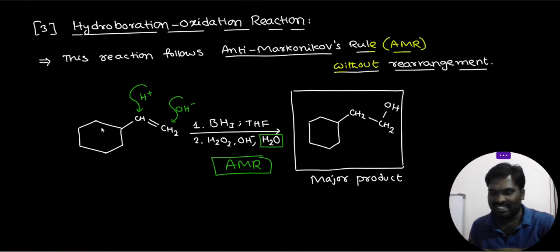Understood everyone? These are the three hydrolysis reactions. First one, acid reflux followed by hydrolysis: Markovnikov's rule with rearrangement. Second one, oxymercuration demercuration: Markovnikov's rule without rearrangement. And last one, hydroboration oxidation. Here the reagents are BH3 and THF. THF means tetrahydrofuran, a solvent. BH3 is the monomer of diborane. Then H2O2, OH minus, and water.